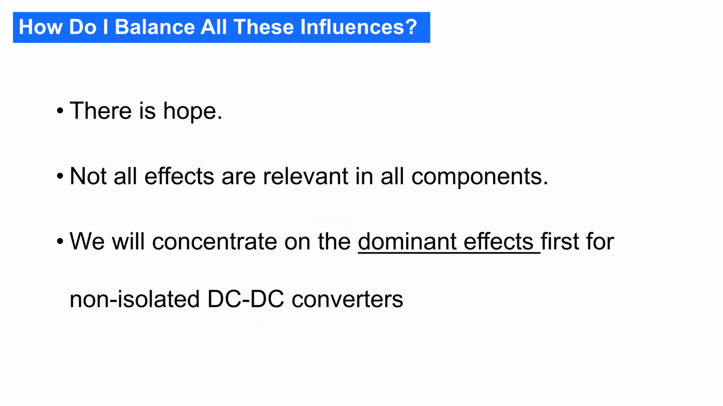Okay. So there are lots of influences, so it could be hopeless, but it's not, because not all effects are relevant in all components. And so we can usually reduce the components and the circuits to the ones which have the dominant effect in non-isolated DC to DC converters.